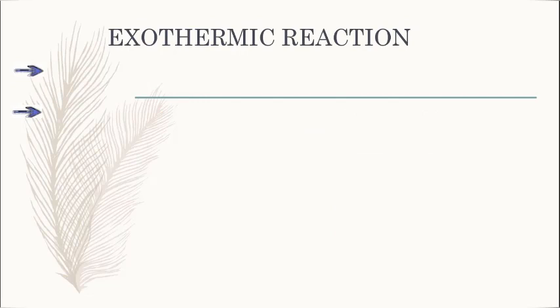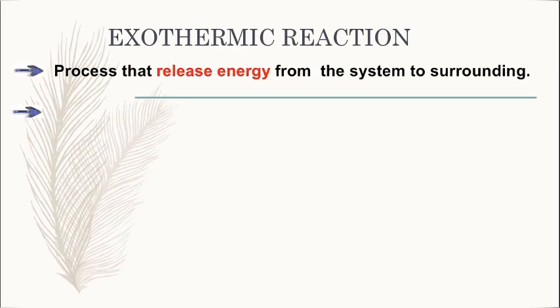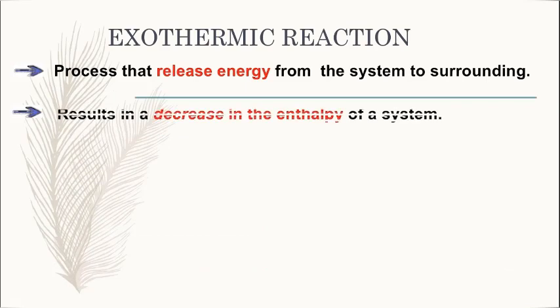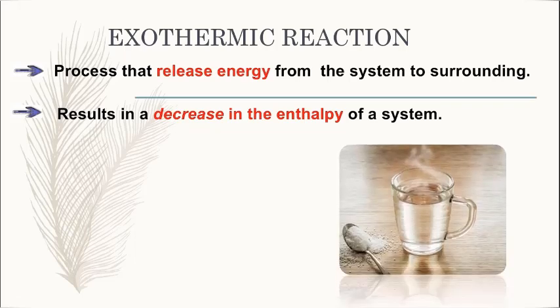Now, let's look at exothermic reaction. Exothermic reaction is a process that releases energy from the system to surrounding. This process results in a decrease in the enthalpy of a system. If we refer this example from before, hot water will release heat to the surroundings so that it can cool down. In a way, this is an exothermic reaction.